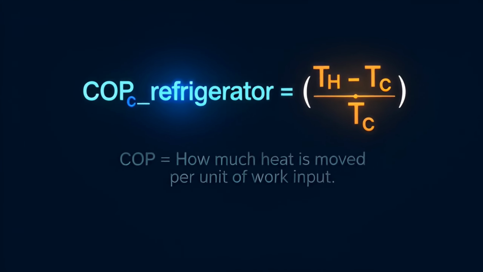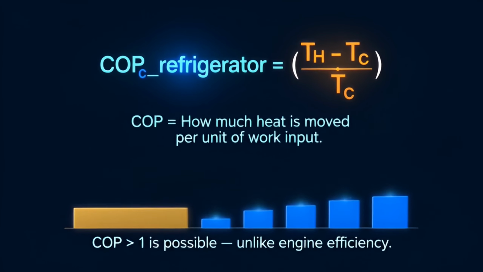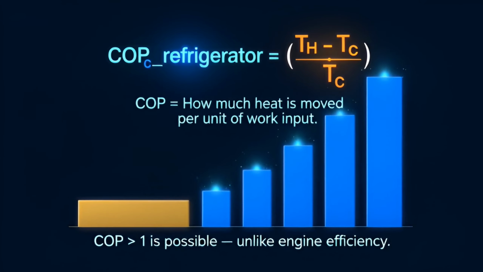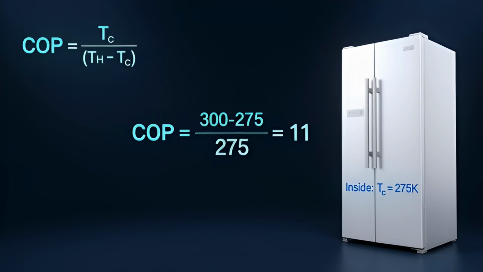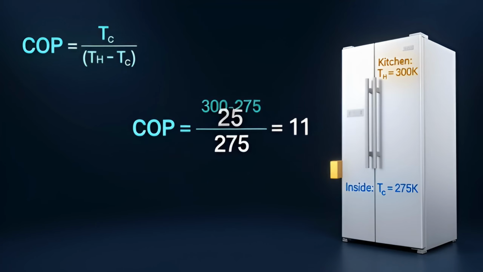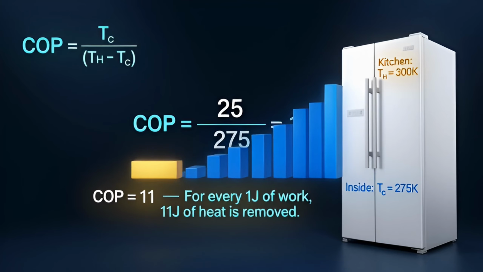For a reverse Carnot, a refrigerator, we use the coefficient of performance. Unlike engine efficiency, COP can exceed 1. A refrigerator operating between 275 and 300 Kelvin, a 25-degree gap, has a maximum COP of 11.